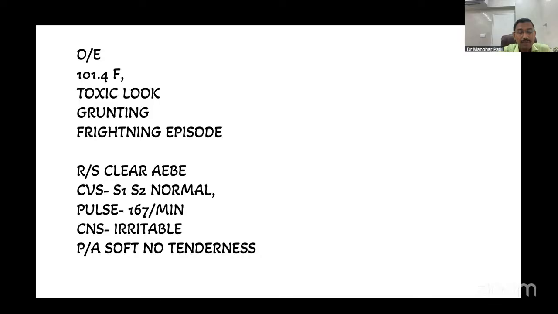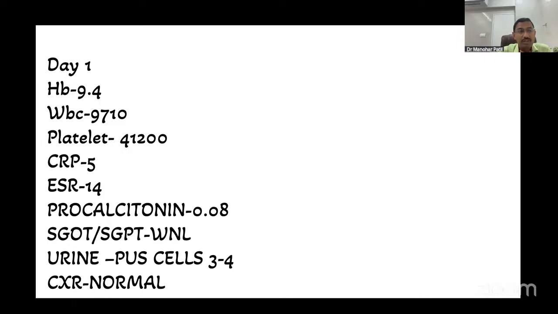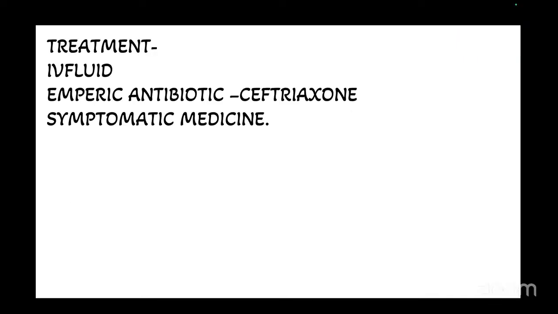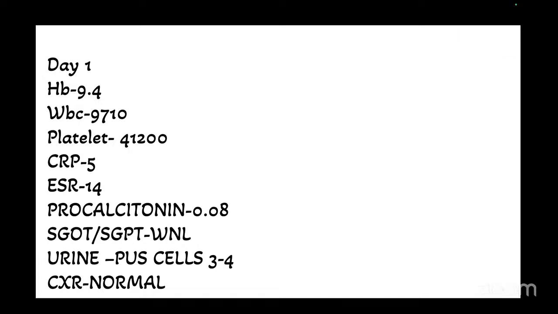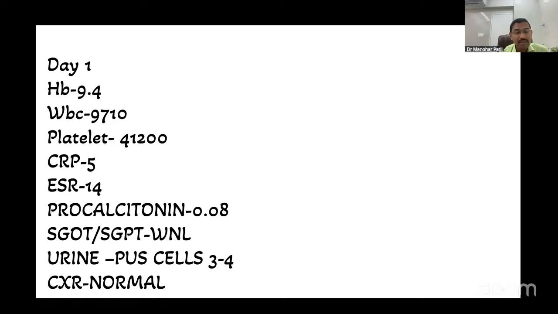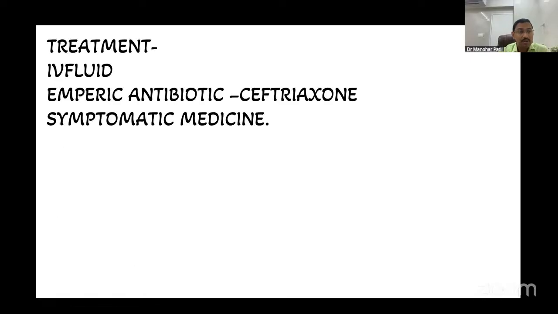So I advised hospitalization. The baby was hospitalized and investigations sent: hemoglobin was 9.4, WBC 9,700, platelets 4 lakhs 12,000, CRP was 5, ESR 14. Procalcitonin was negative. As the baby was only 3 months 28 days, urine was normal. SGOT, SGPT normal, chest x-ray was normal. As the baby is a para-neonate, I started empirical antibiotic ceftriaxone and symptomatic medicine.